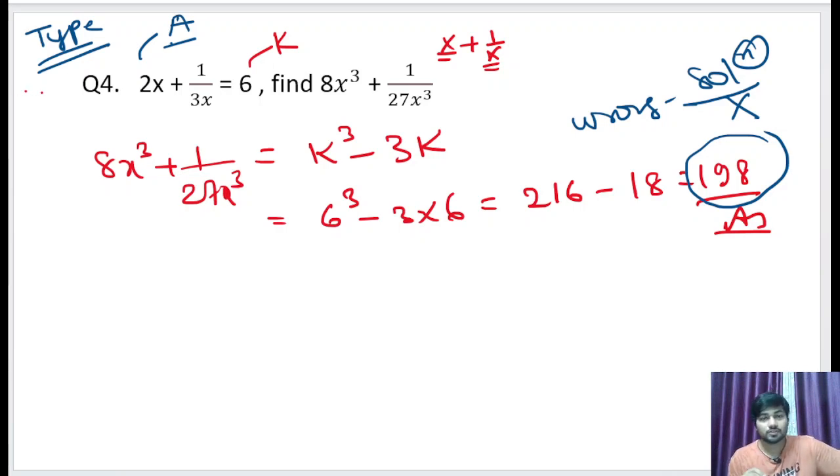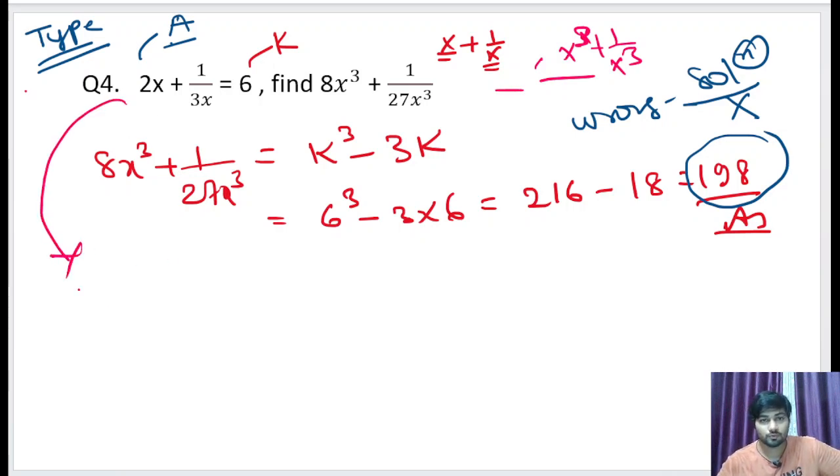To solve this question, we need to go to the conventional method. Can you remember how I told you to derive those formulas, from x plus 1 by x cube to x cube plus 1 by x cube? How did I tell you? By cubing both sides, right? So I'll have to cube both sides. 2x plus 1 upon 3x whole cube is equal to 6 cube, right?